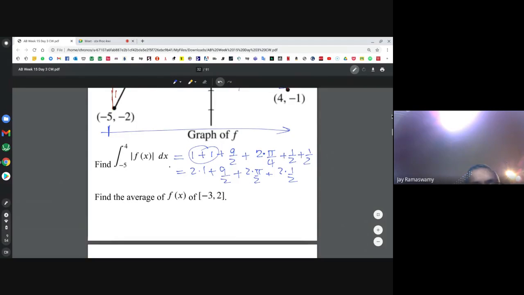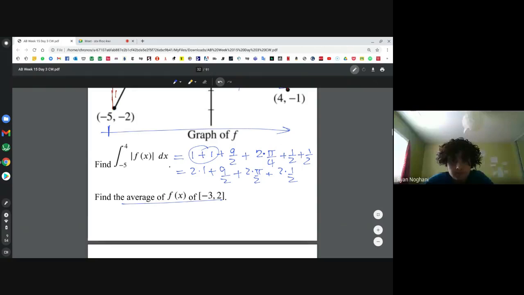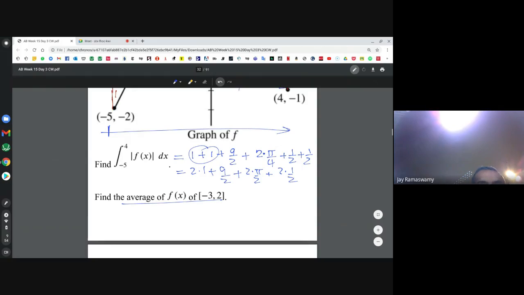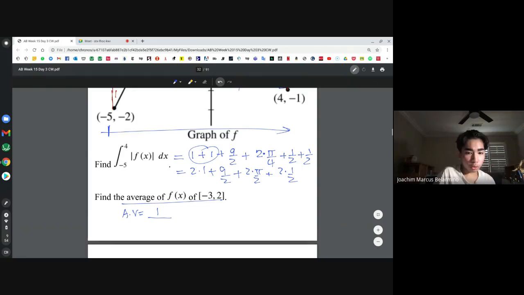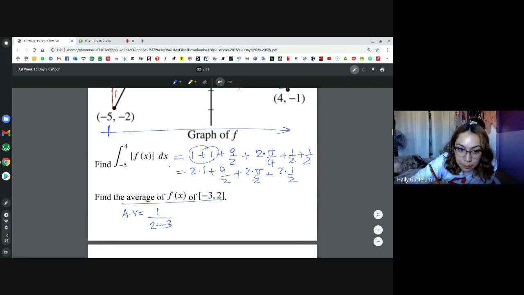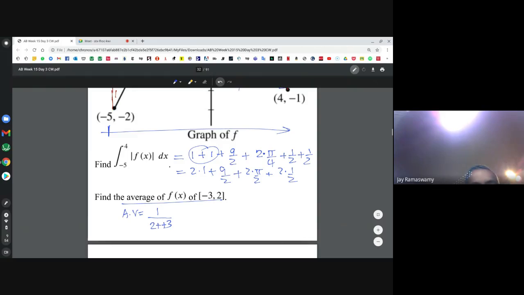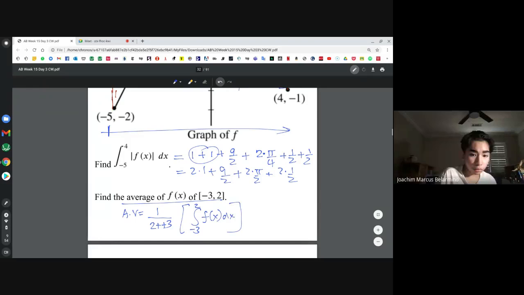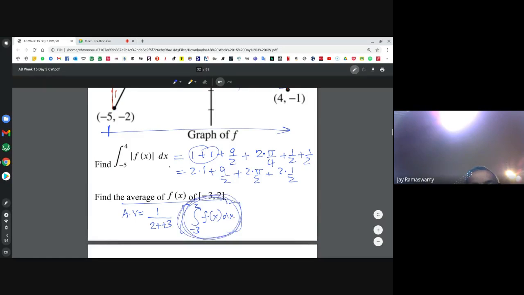Okay, write this down in your notebooks, please. It says find the average. What do we write on the left-hand side? AV equals 1 over 2 minus negative 3, which is 2 plus 3, which is 5. Yes. Integral from -3 to 2 of f of x dx. Yes. Doesn't this say we just need the area from -3 to 2? Oh, yes. Bring down the 1/5.